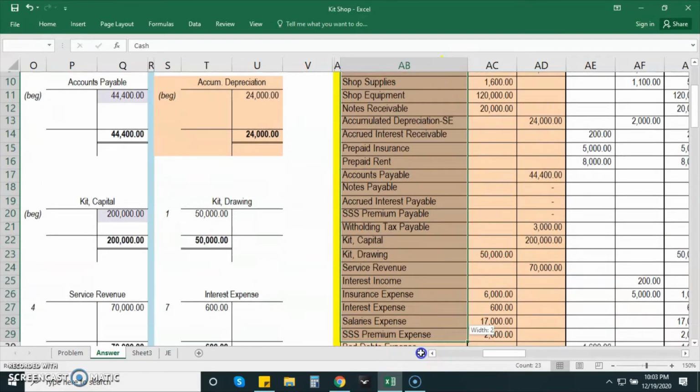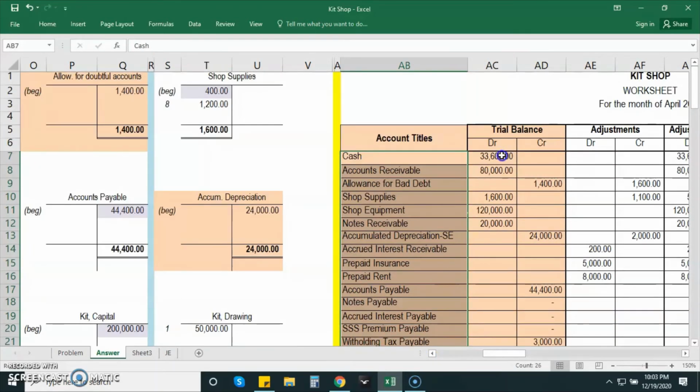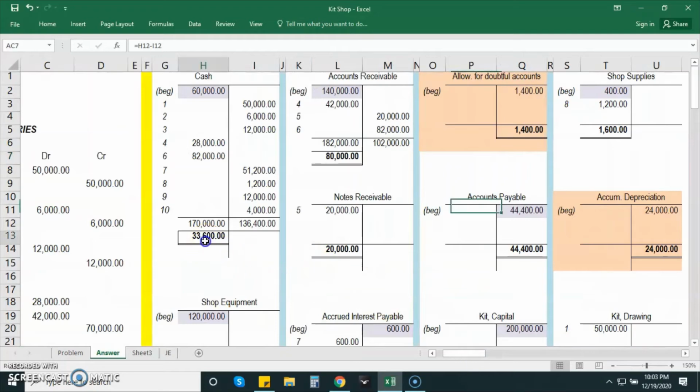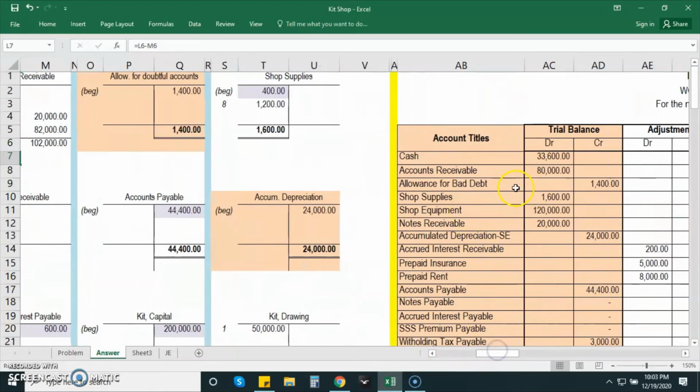Pag nailista mo na lahat ng account titles, you are now going to get the balances. Saan galing si 33,600? Galing po siya kay cash. Accounts receivable, 80,000. Pag titignan mo dito, 80,000. Okay. Allowance for bad debt. Wala pa tayo niyan, no? Ito yun. Nagkaroon ng allowance for bad debt dahil sa adjustment. Kaya nandiyan na siya.